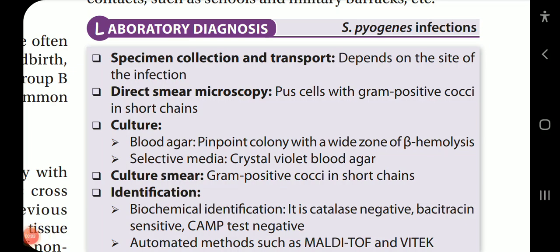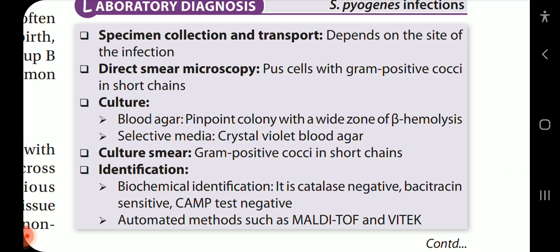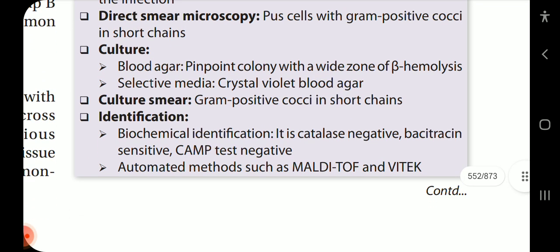About the lab diagnosis of Streptococcus pyogenes infection. Specimen collection and transport depend on the site of infection. Direct smear microscopy: pus cells with gram-positive cocci in short chains. Culture: blood agar, pinpoint colony with a wide zone of beta hemolysis. Selective media: crystal violet blood agar. Culture smear: gram-positive cocci in short chains.